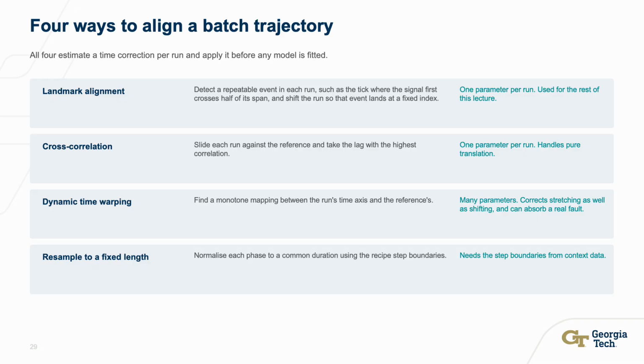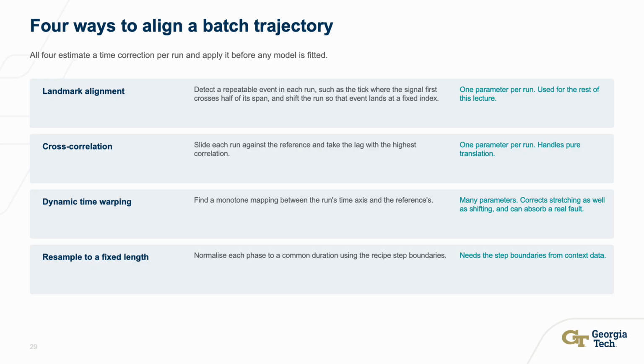Resampling to a fixed length, using the recipe step boundaries to normalize each phase. This needs a step boundary, which comes from context data rather than from the trace itself. 2 cautions worth carrying with you. First, if a fault itself is a timing fault, alignment can absorb it. A slow ramp survives because it changes the slope and not just the crossing point. But a run that simply started late would be erased.